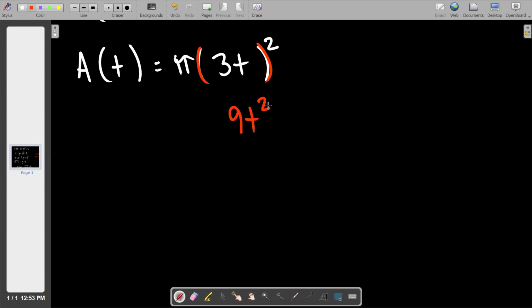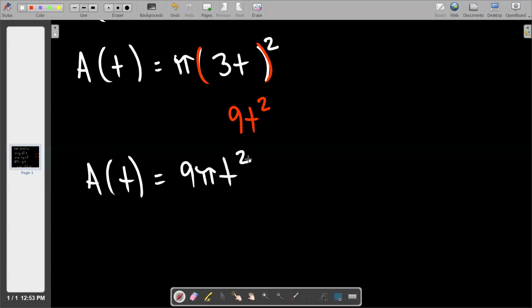And then with a little bit of cosmetic reparation here, we're going to make this thing come out the way it should. We're going to say that A of t, properly written, is equal to 9 pi t squared. You want to always arrange your parts and pieces so that they come out the way the math gods intended.